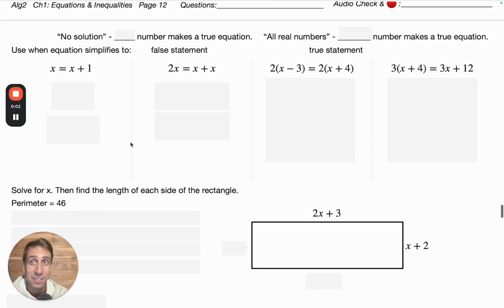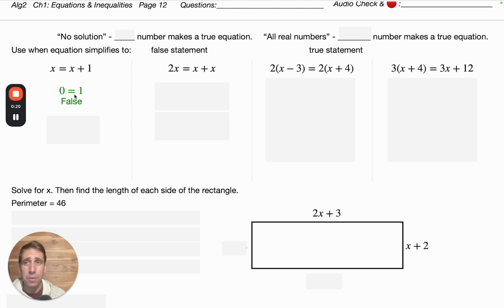Just kidding. There's a backside. Let me show you what this means. Let's solve this equation right here: x equals x plus 1. Well, I think I'm going to subtract x from both sides, and if I do that, I get 0 equals 1, which is a false statement. 0 does not equal 1.